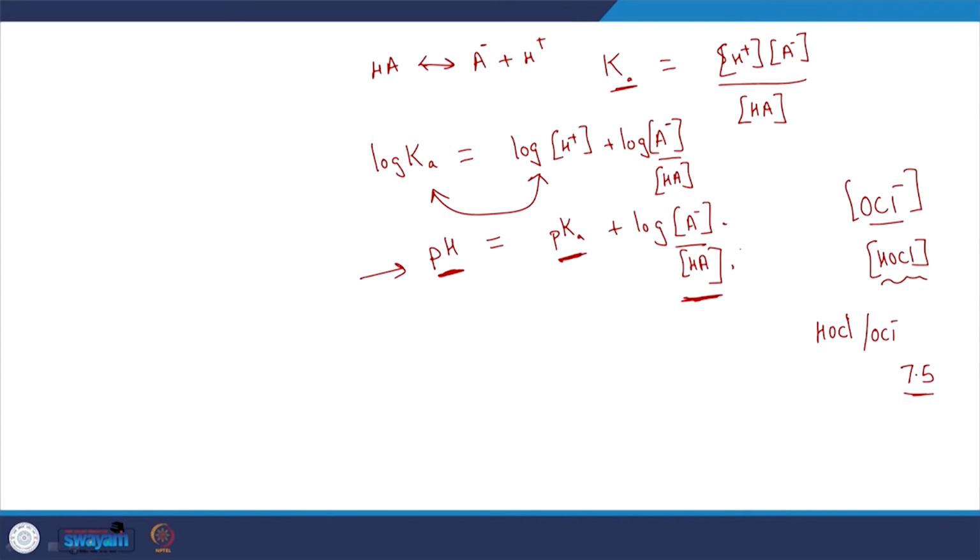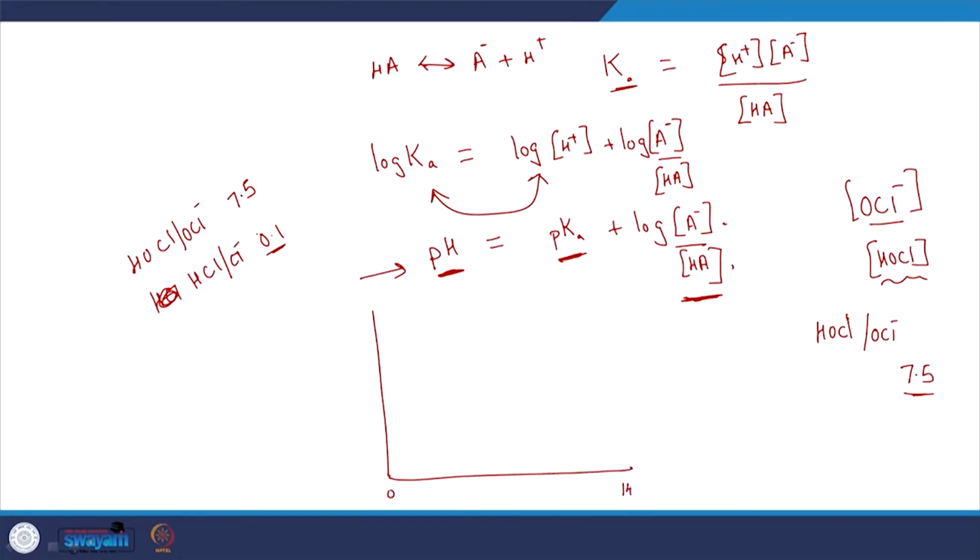So, why was I calling HOCl not a strong acid, but why was I calling HCl a strong acid? Let us look at this. For example, for HCl the pKa is negative, or for purposes of illustration take it to be 0.1, and for HOCl the pKa was 7.5. For HOCl and OCl minus, the pKa was 7.5. For HCl and Cl minus, the pKa was 0.1. Let me try to draw this graph with HCl and Cl minus, from 0 to 14.